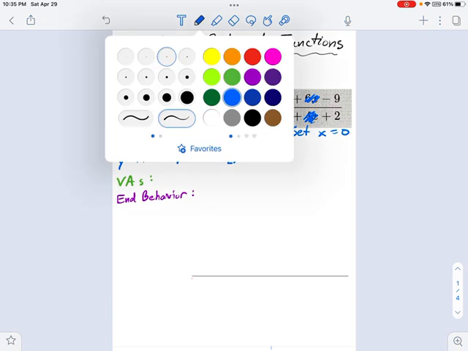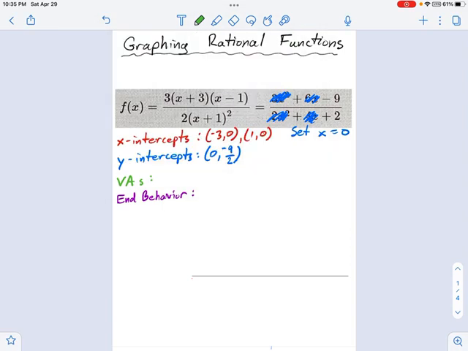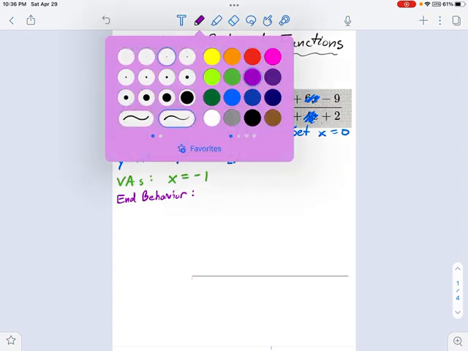Vertical asymptotes are interesting. These come from factors that are on the bottom of the fraction which do not appear in the top. And you'll notice there's no x plus 1 on the top, so this is a vertical asymptote right there. And that's going to be located at x equals -1, because what I'm really doing, remember, is taking this factor, x plus 1, and setting it equal to 0 and solving for x. Okay, so that gives me my vertical asymptote. And now end behavior, we'll get to that one last.